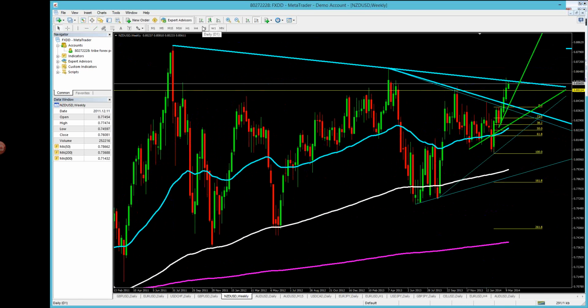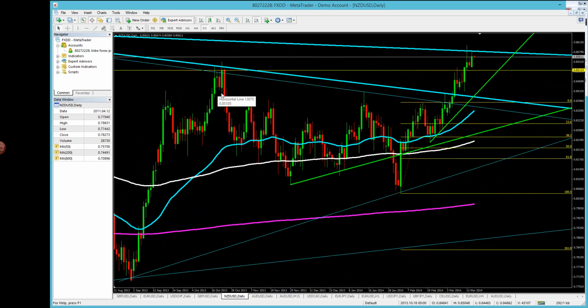So what we're looking for here, in consideration of this, and the fact that we are in a consolidation and at the top of that consolidation, is a sell on the New Zealand dollar. We look for a sell on the New Zealand dollar, just down to these lower areas. Where is that?